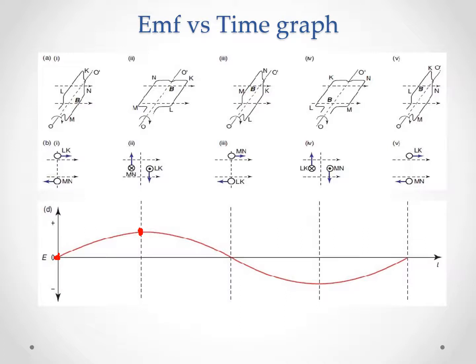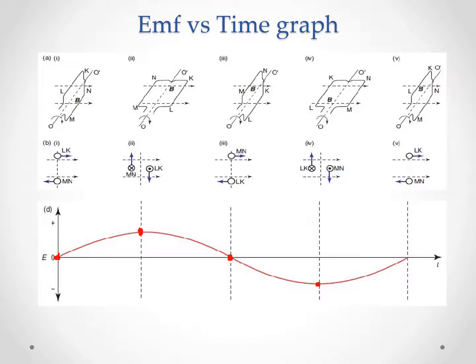When the coil rotates in the second quarter, the rate of change of magnetic flux is decreasing and the EMF also decreases. It will then become zero when in vertical position, which is here, the third picture. When the coil continues to rotate, the rate of change of magnetic flux increases and the EMF increases, but it has a different polarity as compared to the first half cycle. The EMF here will reach the maximum negative value, which is here.